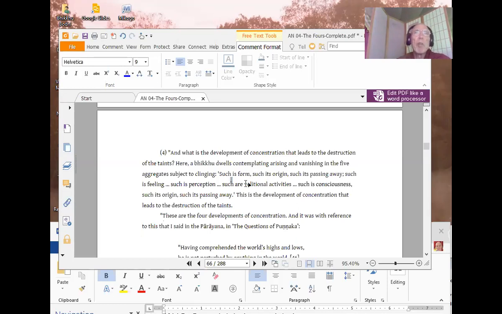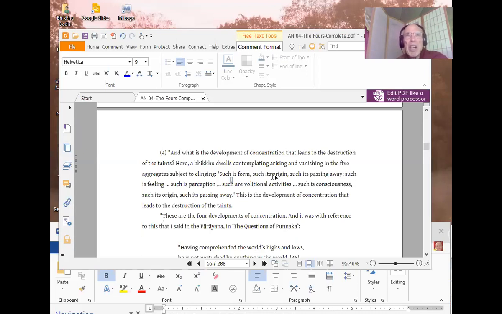So usually one will begin with the aggregate of material form. For example, such a meditator might start with the walking meditation and then just observe the body in the process of walking, observing the steps. And so one will just be noting walking, walking, or right foot, left foot, right foot, left foot.